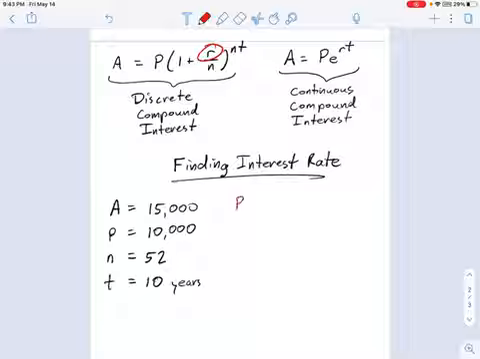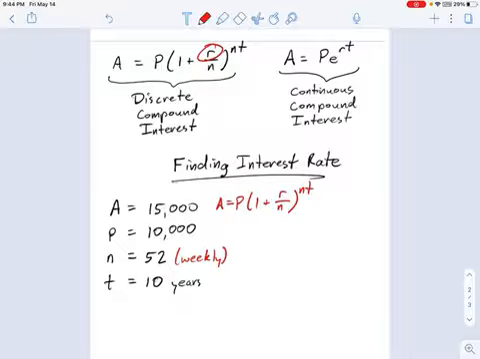So the calculation that we're going to do is based on the formula A equals P times (1 plus R over N) to the NT. That's our discrete compound interest formula. And this compounding schedule is pretty good, actually. It's weekly. Okay, remember, the more often you compound, the higher the return will be. So let's start plugging numbers in here.